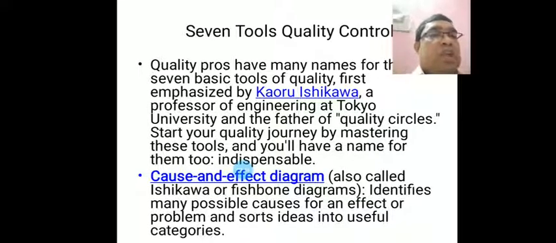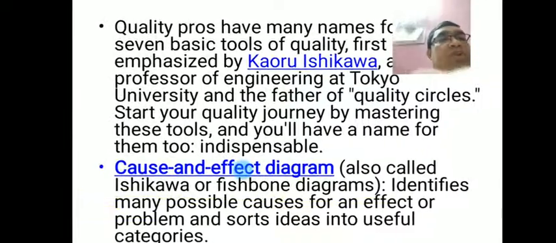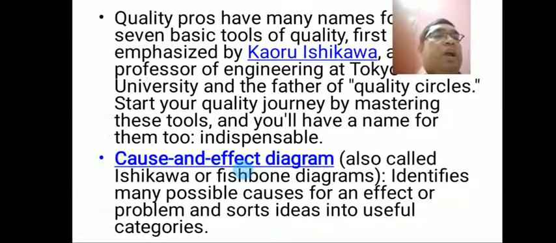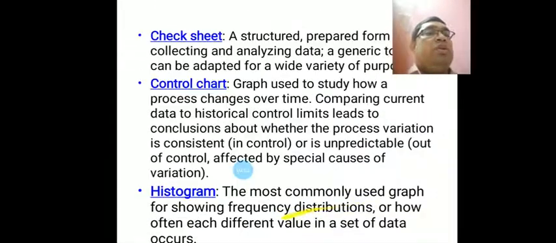Indispensable is the cause and effect diagram, also called the Ishikawa or fishbone diagram. It identifies many possible causes for an effect or problem and sorts ideas into useful categories.